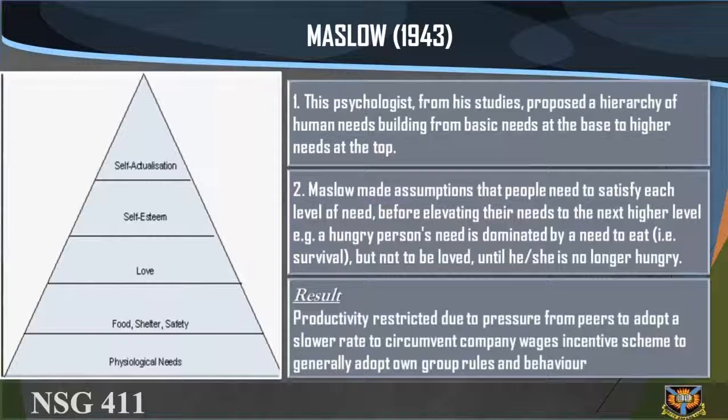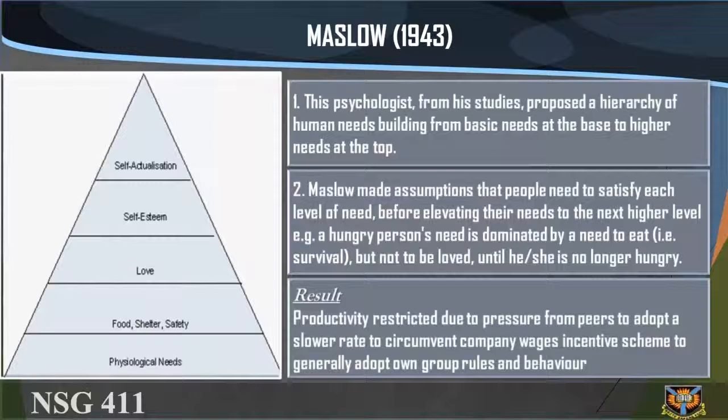Maslow, 1943. 1. This psychologist, from his studies, proposed a hierarchy of human needs, building from basic needs at the base to higher needs at the top. Self-actualization, self-esteem, love, food, shelter, safety, and physiological needs.